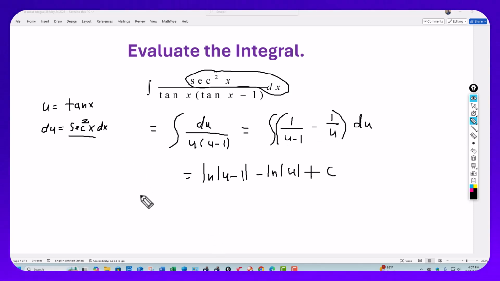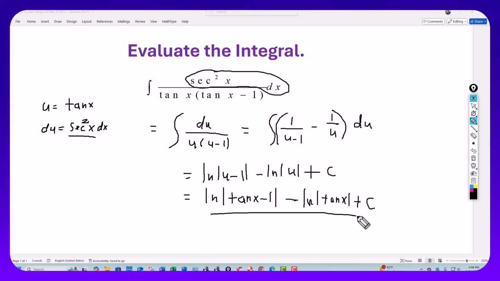Now you're just going to go back to the original variable. U is tangent of x, so replace the u by tangent of x. So we have natural log of the absolute value of tangent of x minus 1, minus natural log of the absolute value of tangent of x, plus the constant of integration. Now this is really your solution right here. That's the answer to this particular problem.